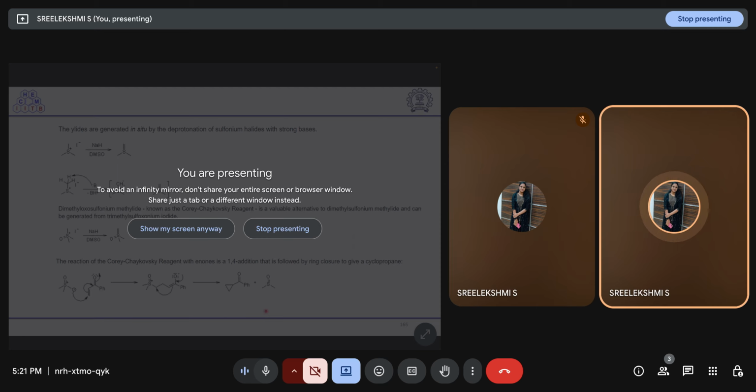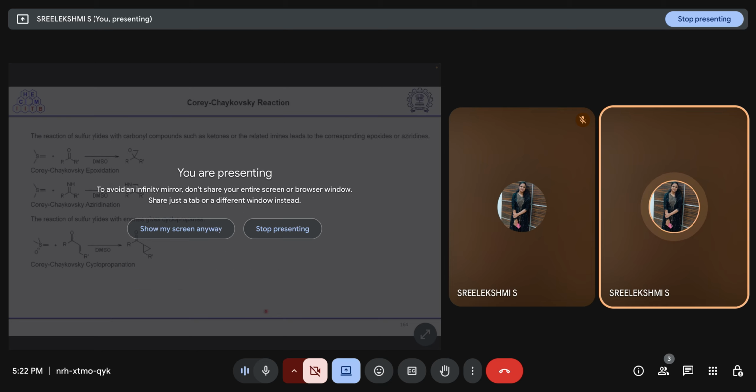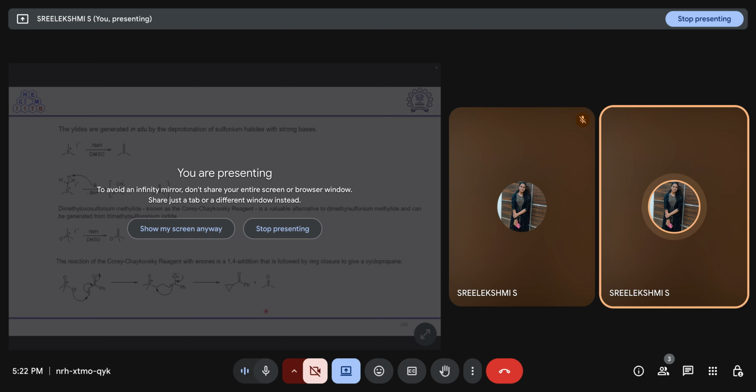That is known as Corey-Chaykovsky reaction. So if it is with a carbonyl compound, it will be formation of epoxide. If it is with imines, it will be forming aziridines, and if it is with alpha beta unsaturated carbonyl compounds, it will be forming cyclopropanes.